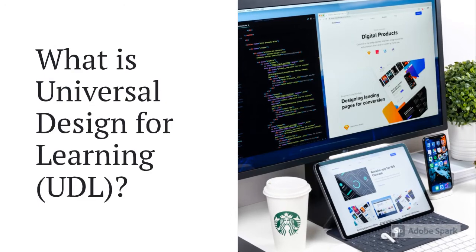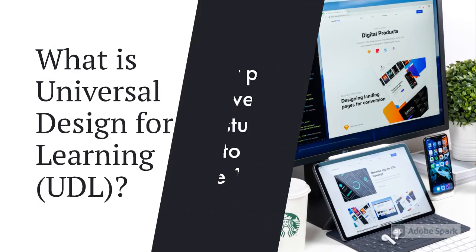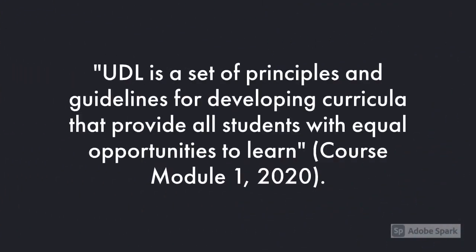Let's start with the definition of Universal Design for Learning. According to Universal Design for Learning and Accessibility for Online Learning Course Module 1, UDL is a set of principles and guidelines for developing curricula that provides all students with equal opportunities to learn.